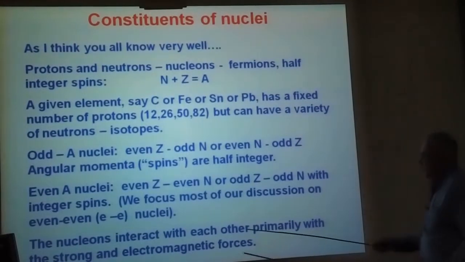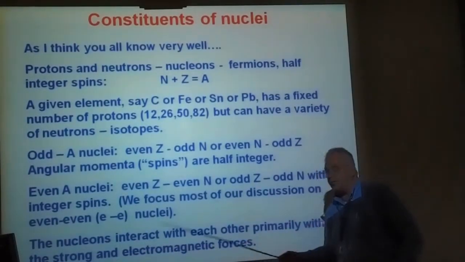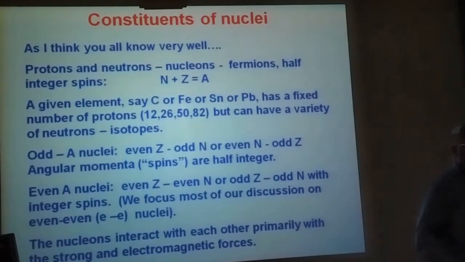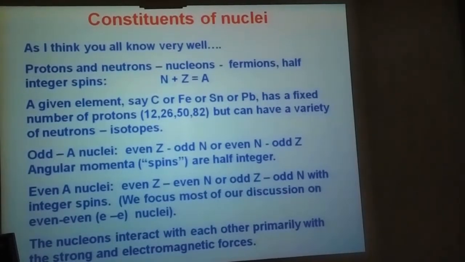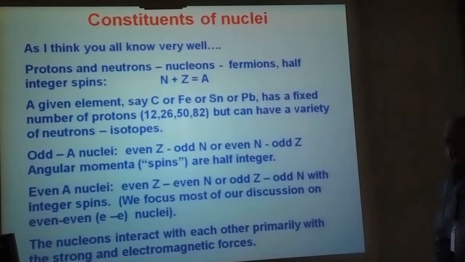And the nucleons interact with each other primarily by two forces, the strong and the electromagnetic force. Gravity comes in at a minuscule level, and the weak interaction comes in a very important way in processes such as beta decay, tests of the Standard Model, but doesn't affect so much the structure of nuclei.